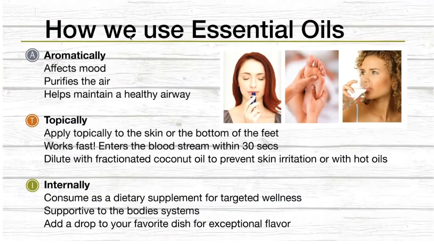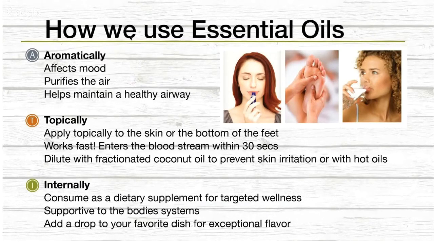The most common way is aromatically. This is where you're breathing the oil directly out of the bottle, or you're rubbing it on your hands and breathing it directly out of your hands, or you're putting it in a diffuser. An essential oil diffuser is something that you could set on your furniture or on your kitchen counter. It's very much like a humidifier, and it just puts that smell into the air. When you breathe in that smell of the peppermint, for instance, you're breathing in those medicinal benefits that come from the peppermint plant.